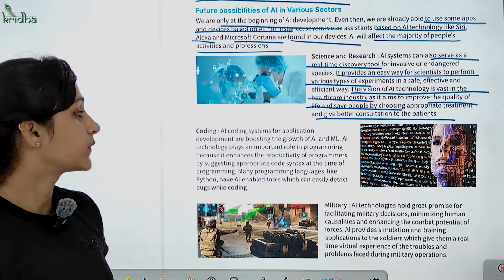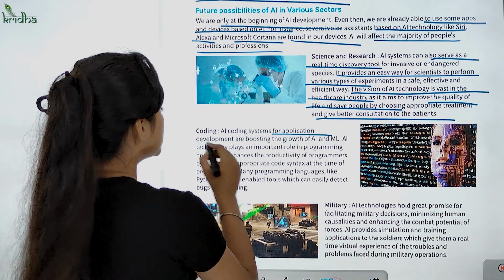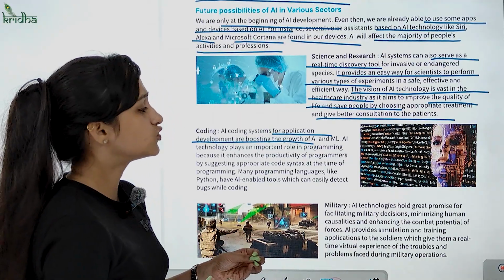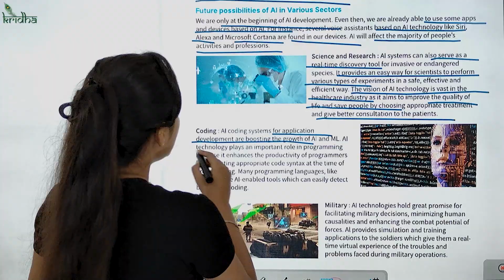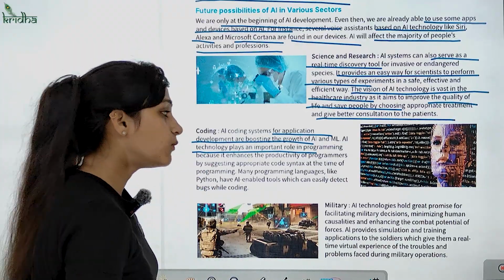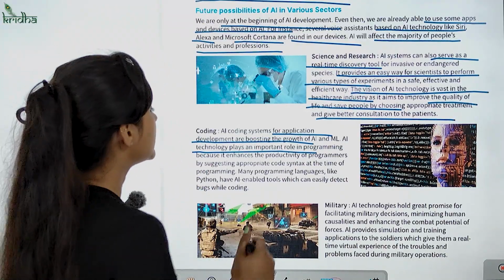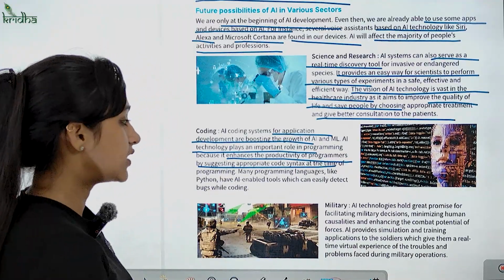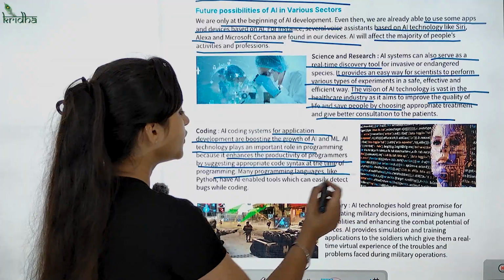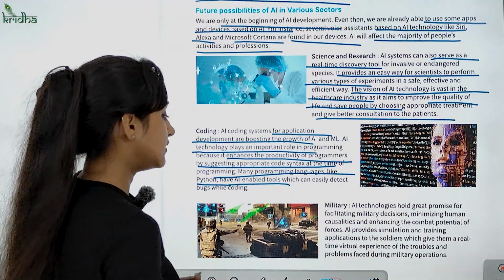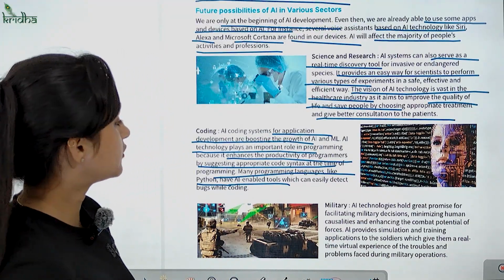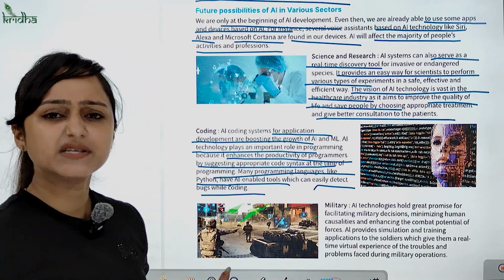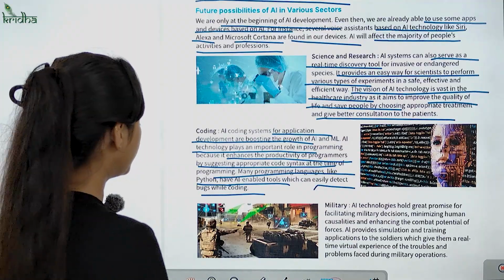Now coding. AI coding systems for application development are boosting. AI जो coding systems application की development के लिए boost होते जा रहे हैं, so the growth of AI and ML. AI technology plays an important role. Important role play करती है programming में, because ये enhance करती है productivity of programmers by suggesting appropriate code syntax at the start time of programming. Many programming languages like Python have AI enabled tools. इसमें AI enabled tools होते हैं Python में, which can easily detect bugs को, जो mistakes होती हैं वो easily detect करती है coding के time पे.